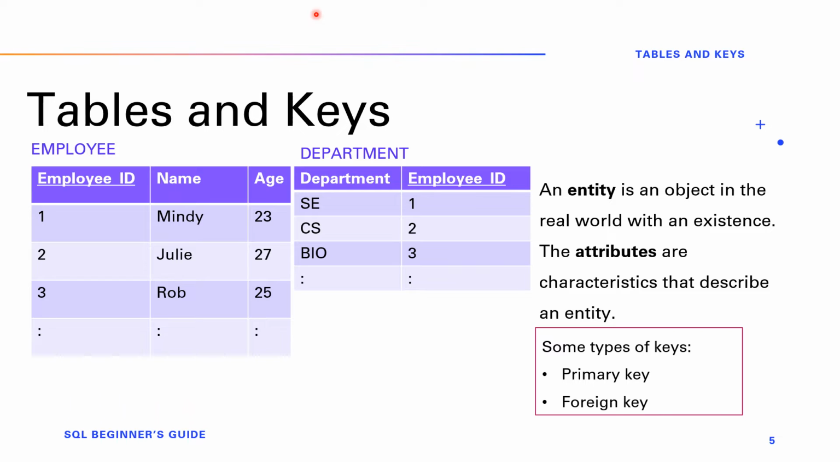It is good to mention that there can be no null values for the primary key. Like here, every employee must have an employee ID. This is because the employee ID is the only way you can identify someone in a unique manner. On the other hand, the foreign key is a key in one table that refers to the primary key in another table. Like here in the department table, employee ID is the foreign key of this table as it is referring to the primary key employee ID of the employee table.